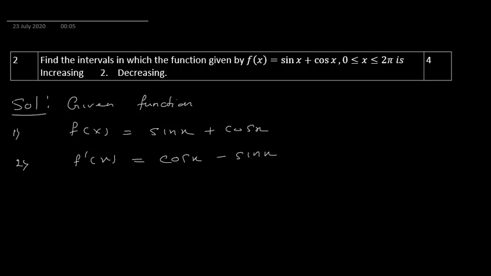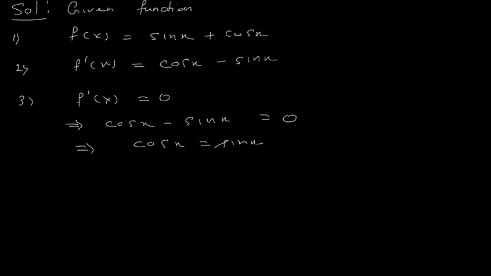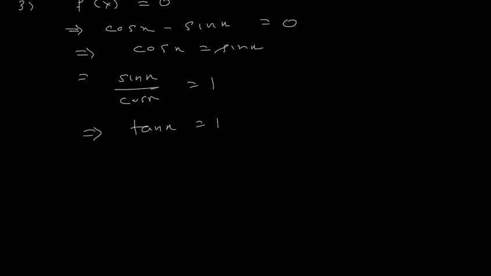Step number 3 is you equate this derivative with 0. So this will give you cos x minus sin x equals 0. This will give you cos x equal to sin x. We will bring this cos x to one side, so we will get sin x upon cos x equals 1. This gives me tan x equal to 1. Now the value of tan x is 1, this gives you the value of x.